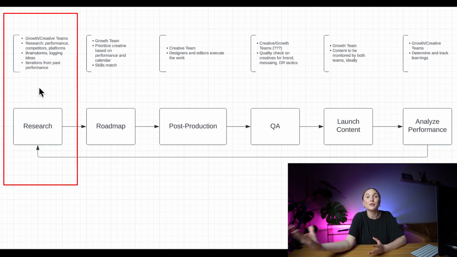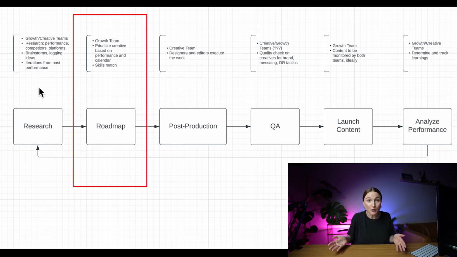Here, we're also going to be brainstorming with our teams and also logging ideas. And also, when you're coming back around for this part of the process, this is also where you're taking a look at the iterations that you want to make so that you can apply them to the next part of the process, which is road mapping.